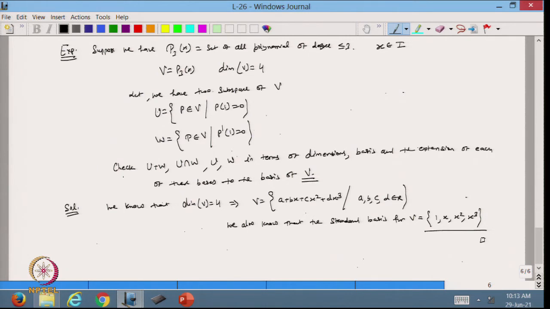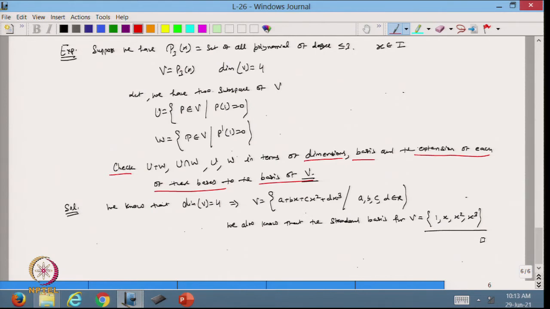Then we want to check what will be U plus W, U intersection W, U and W in terms of dimensions, bases, and the extension of each of these bases to a basis of V. So, this we need to do for this example.